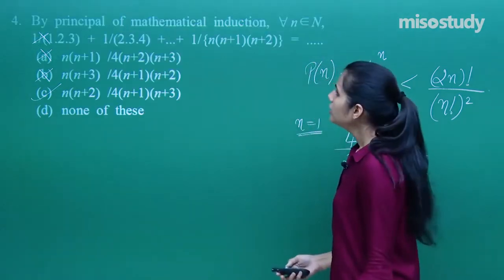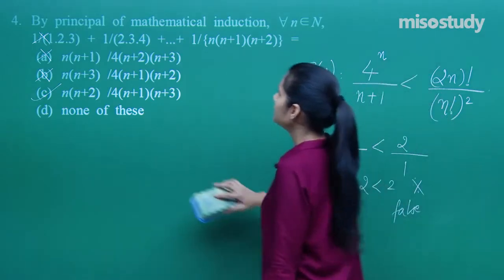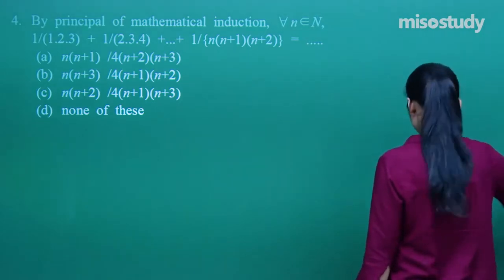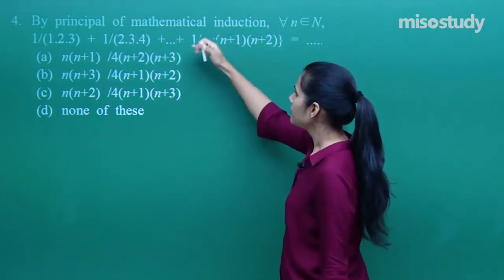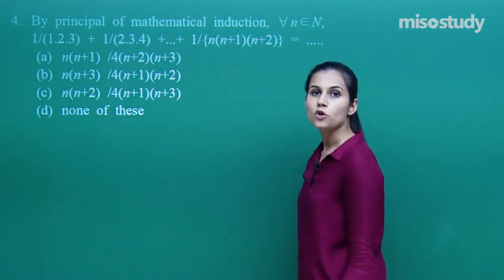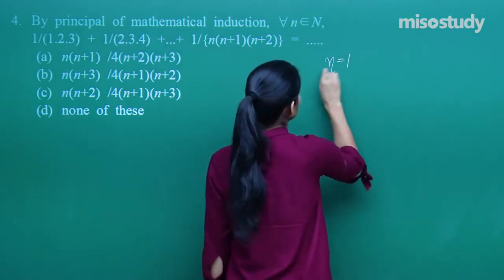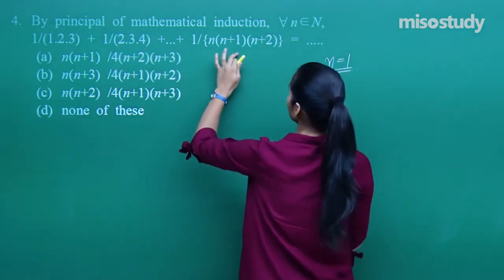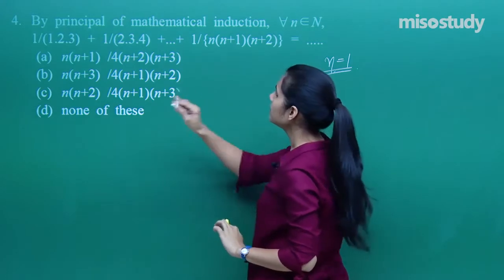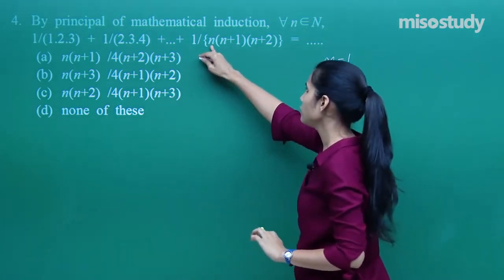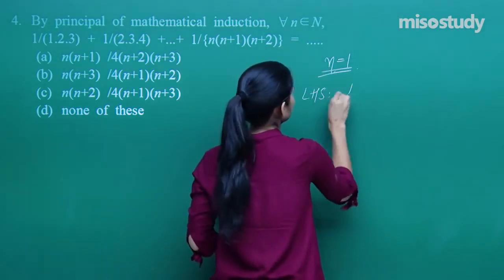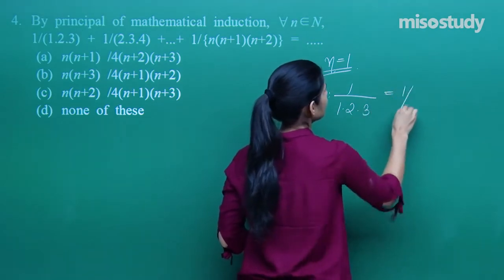Okay? Moving to the next one, it says that by the principle of mathematical induction, for all n in N, this expression comes out to be equal to what? Now this expression will be equal to this or this or this or this. I will have to decide by putting values of n. If I put n equals 1, this is my left hand side expression. You get 1 upon 1 into 2 into 3. So the left hand side becomes 1 upon 1 into 2 into 3, which is 1 upon 6.